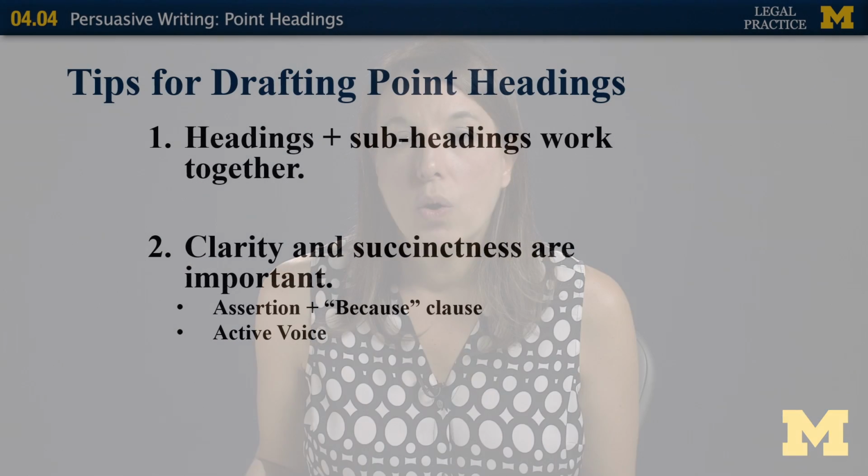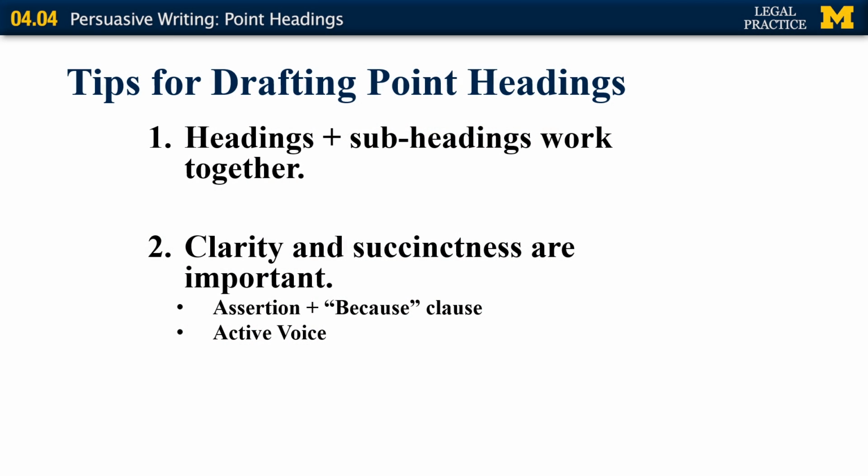You want a point heading to be something that the judge can understand on one quick reading without having to go back and reread it and figure out what the point heading is trying to say. There are a couple of tips that you can use to help you achieve clarity and succinctness. One I've already hinted at, which is to phrase your point heading as an assertion about what conclusion the court should reach, followed by a reason, a clause that begins with the word because, usually.